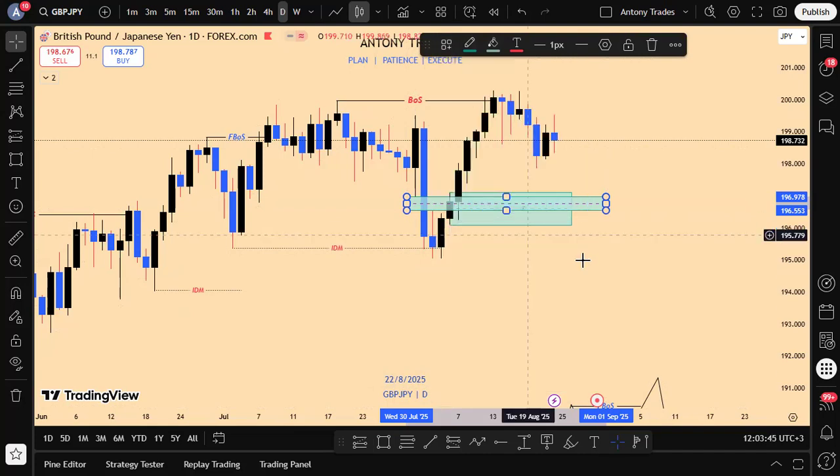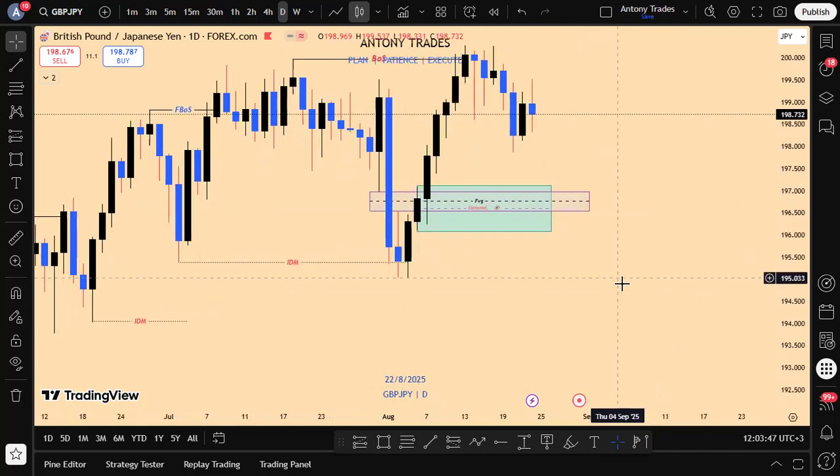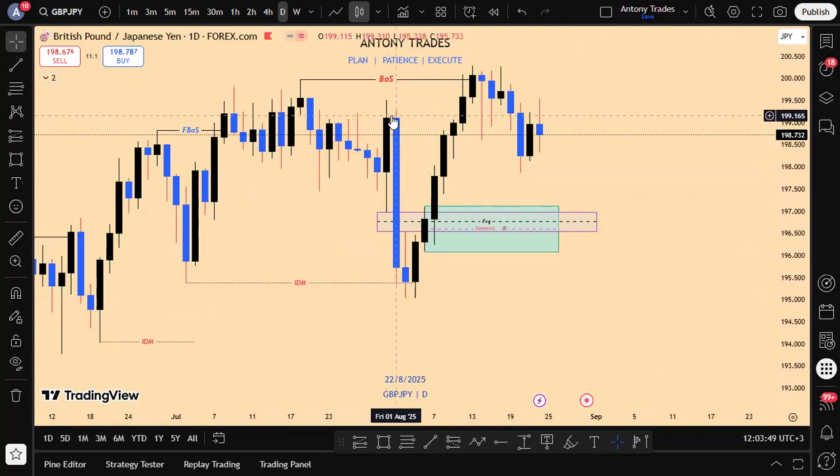I believe you know what is an inverse fair value gap. When we were pushing to the downside, market created this fair value gap. So after creating this fair value gap, we expect that when the market comes back to this fair value gap, this fair value gap will hold the market and push to the downside. But this fair value gap never did so.